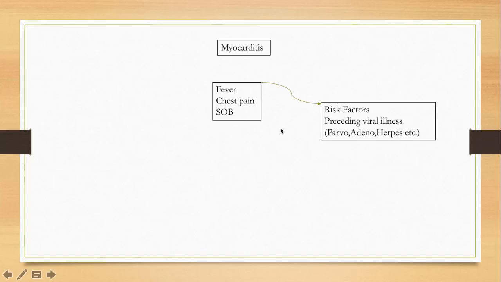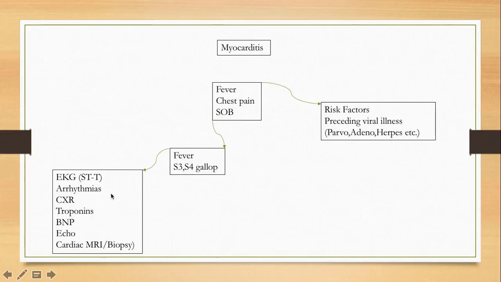Risk factors, so there will be some risk factors for myocarditis as well, not as striking as for endocarditis, but these patients can have a preceding viral illness. So they usually can tell you, if you ask them, that they were sick with a virus for a few days and now they are even more sick. And on exam, you can see some S3 gallop most of the time, which is basically showing that there is some failure going on. And when you do their tests, EKG will show some non-specific ST-T wave changes.